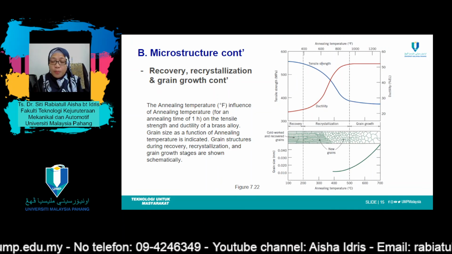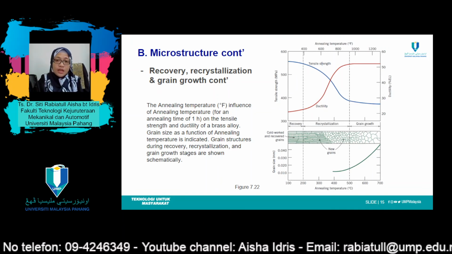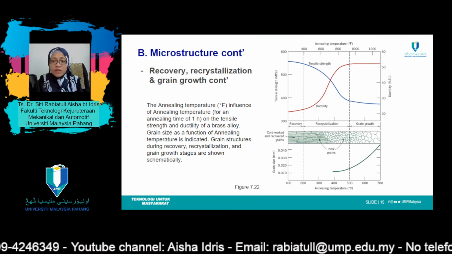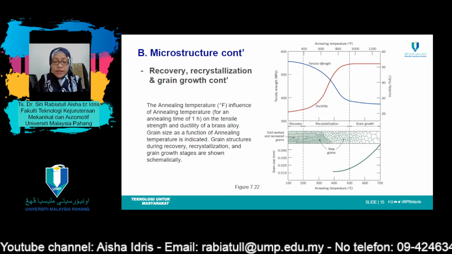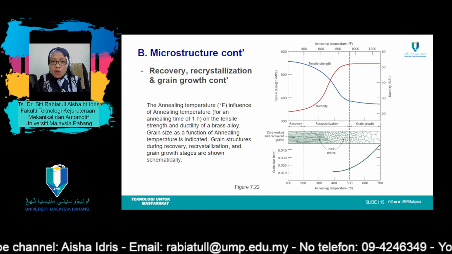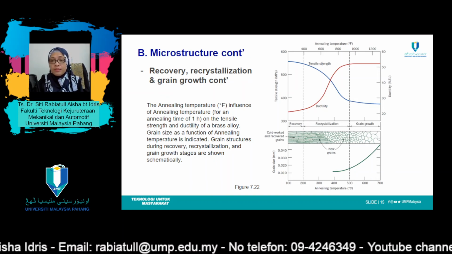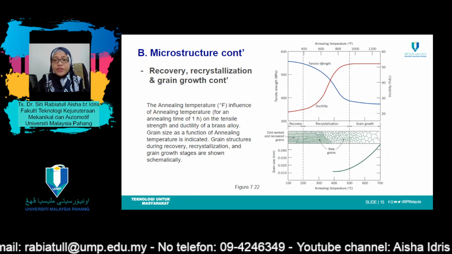For pure metals, the recrystallization temperature is normally 0.4 of the melting temperature, where the melting temperature is the absolute melting temperature. For some commercial alloys, it may run as high as 0.7 of the absolute melting temperature.